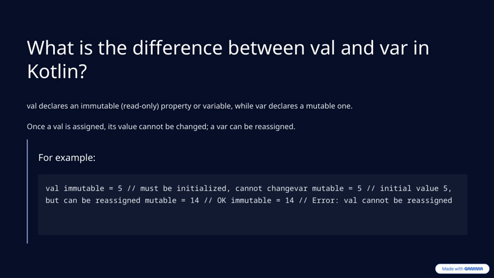it later. But if I declare var mutable = 5, I can reassign it to another value, like mutable = 14. However, trying to reassign a val, such as immutable = 14, will result in an error because val is read only after it's set. This distinction is fundamental because it helps us write safer, more predictable code by clearly indicating which variables are intended to change and which are not. Understanding when to use val versus var ties into the overall theme of writing clear and effective Kotlin code.